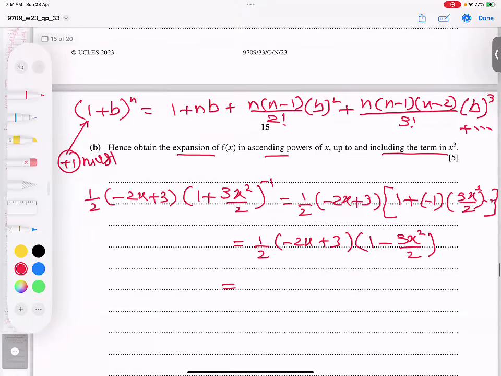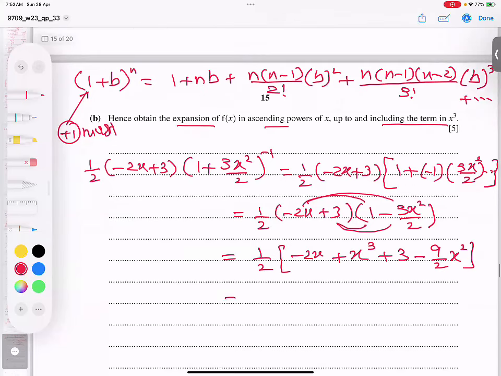Now, students, I will simplify. What is the method? Multiply and multiply, same process like here. I got a -2x. And when this multiplies with this, negative, negative, positive, this 2 will cancel with this 2. I will get x cube plus 3 and minus 9 over 2x to power 2. Half will go inside: negative x and plus half x cube and plus 3 by 2 and minus 9 over 4 times 2x to power 2.